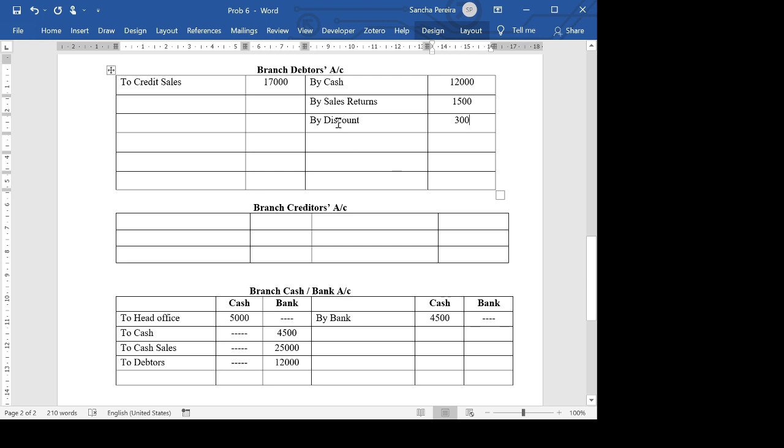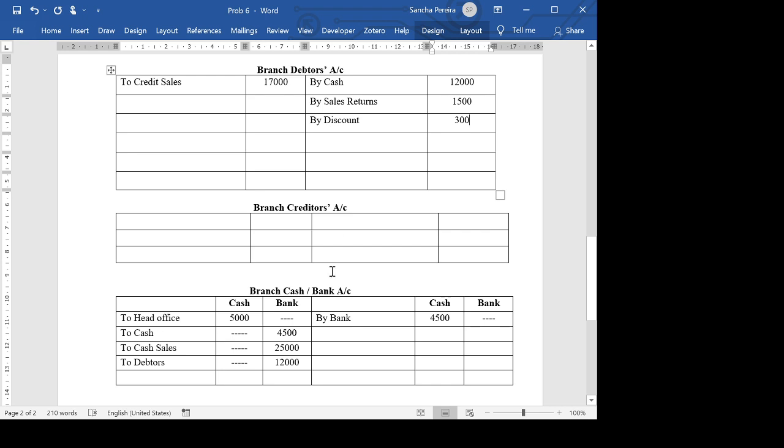Okay. Now, since this is said as cash discount, it surely comes to the debtors account. Some people may also think that it comes in the cash or bank account. Now, what comes in the cash or bank account is a movement of cash or bank. That is cash actually coming in, cash actually going out, or money actually coming into your bank account, or money actually going out from your bank.